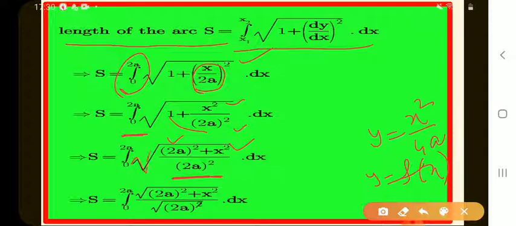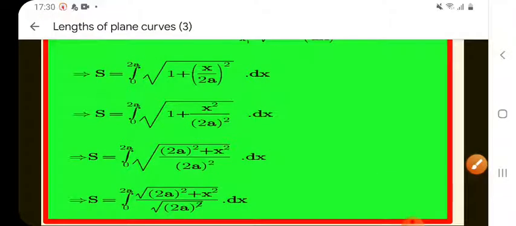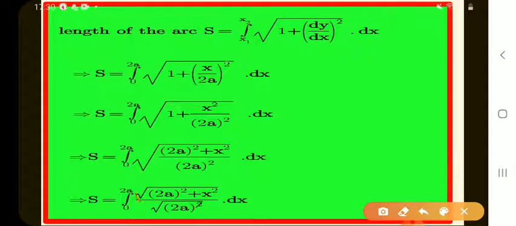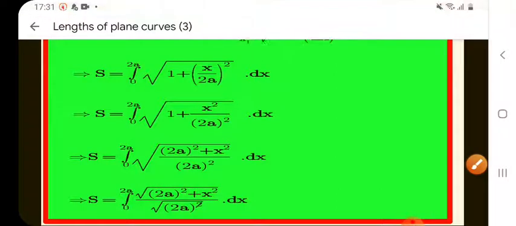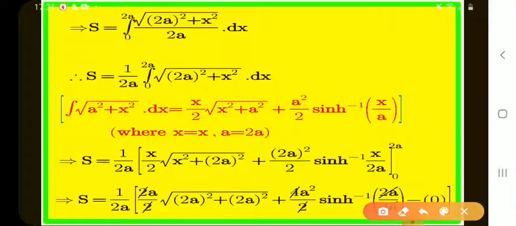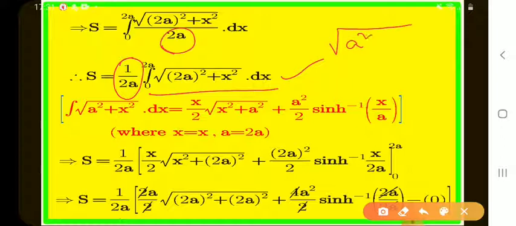So I write root of denominator and numerator separately. See here. So root numerator by root denominator. In the denominator the term has a square, so I cancel root and square. What is the remaining? 2a is the denominator. So I write 1 by 2a outside and the remaining term is integral 0 to 2a root (2a) whole square plus x square dx. Here we have to integrate the function root a square plus x square.